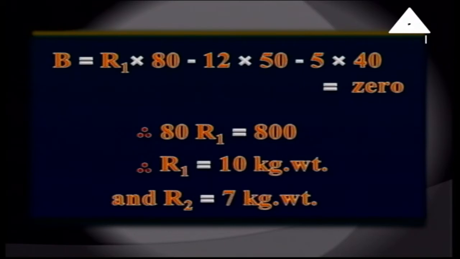We know that R1 plus R2 must be equal to 17. Why? Because we have the weight of the uniform rod, 5, and another weight, 12, so R1 plus R2 must be equal to 17. If R1 equals 10, then R2 equals 7. Another example.